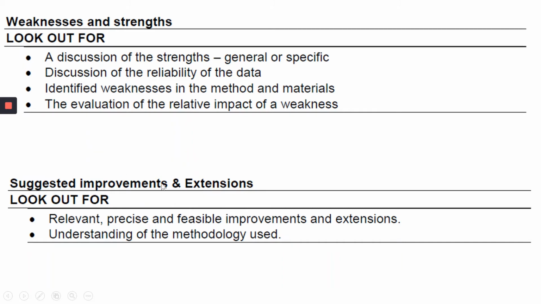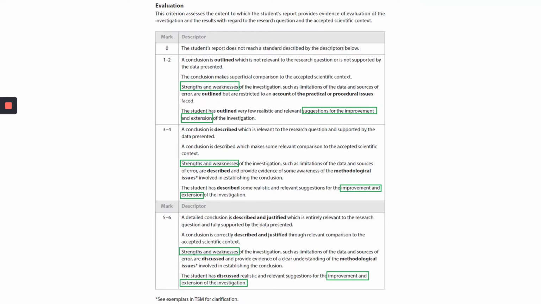The key thing for this part is that it must be relevant and feasible, and could also be related to the methodology that they used. This is actually extracted from the IB syllabus regarding what they're looking for. As you can see, in all the score bands they mention strengths and weaknesses, and also suggestions for improvement. Here you can see that this is very superficial, very limited. You just state it, outline it, only state it, for score 1 and 2.